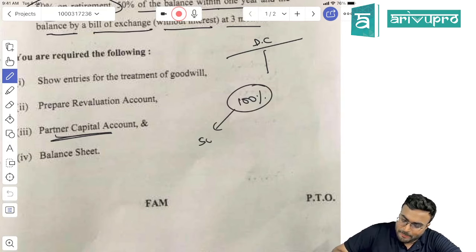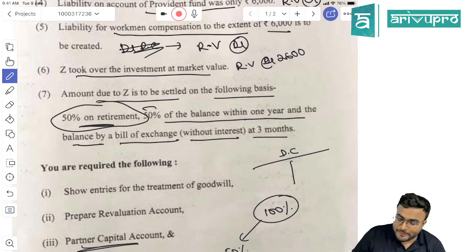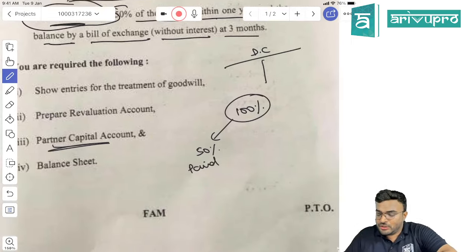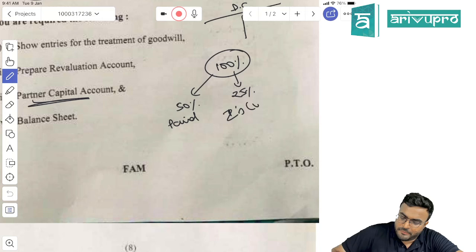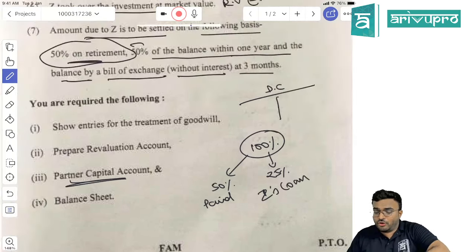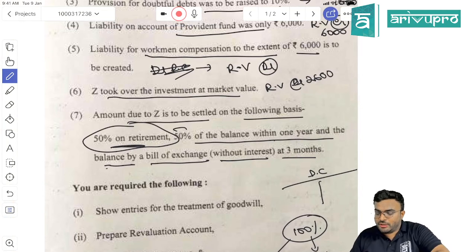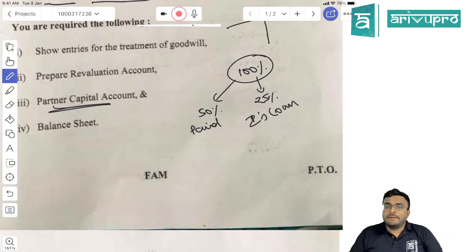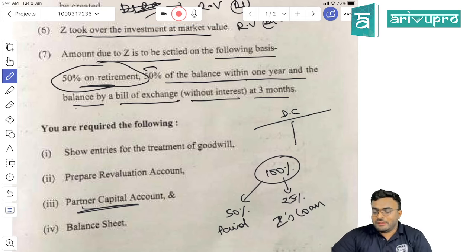Out of this, 50% will be paid. Out of the remaining balance, 50% of the balance within 1 year. So 50% of the balance, that means 25% of whatever you're going to get, you're going to take as Z's loan. And the balance by a bill of exchange. Remaining will be taken as a bill of exchange, which they are going to settle within 3 months.